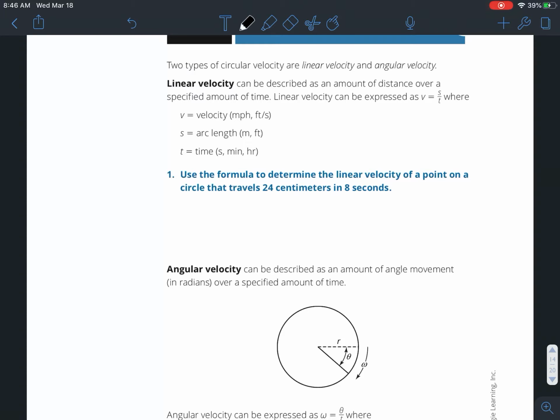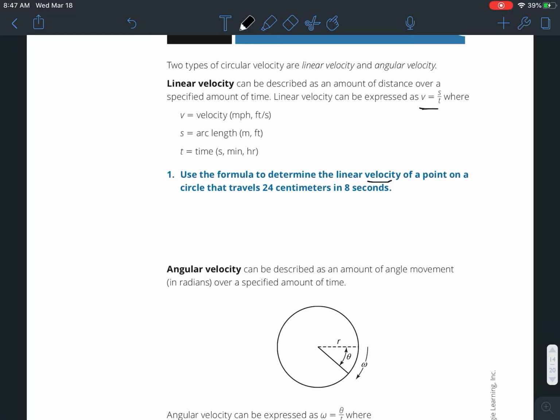So, looking at our next part here. Velocities in circular motion. Two types of circular velocity are linear velocity and angular velocity. Linear velocity can be described as an amount of distance over a specific amount of time. Linear velocity can be expressed as v equals s over t, where v is velocity, s is arc length, and t is time. Use the formula to determine the linear velocity of a point on a circle that travels 24 centimeters in 8 seconds. So looking at number 1, we're trying to find out what velocity is.